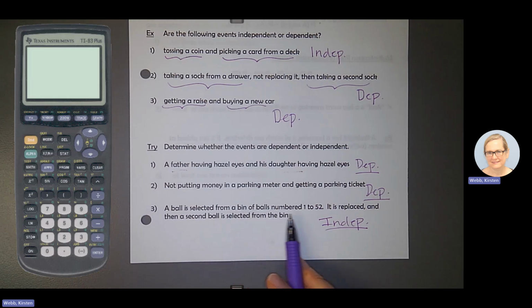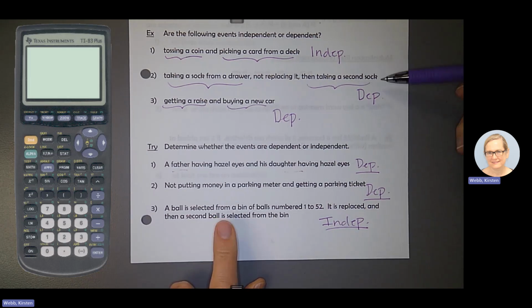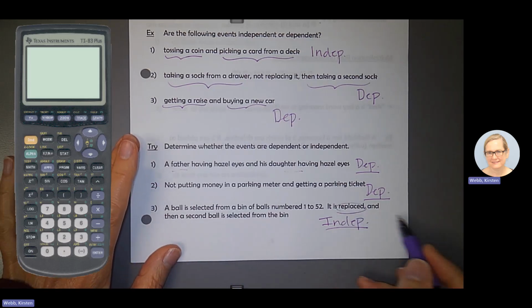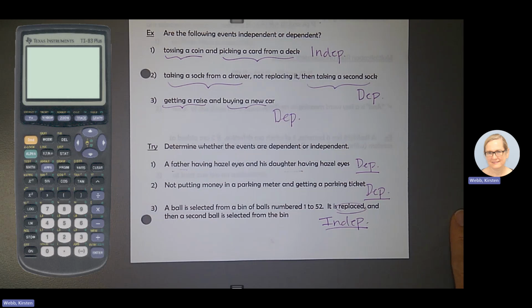Ball is selected from a bin. Replaced, second ball is selected. Why is this one different from the socks? We said the socks was dependent. Put the ball back. This time they are putting the first one back before they pick the second one.